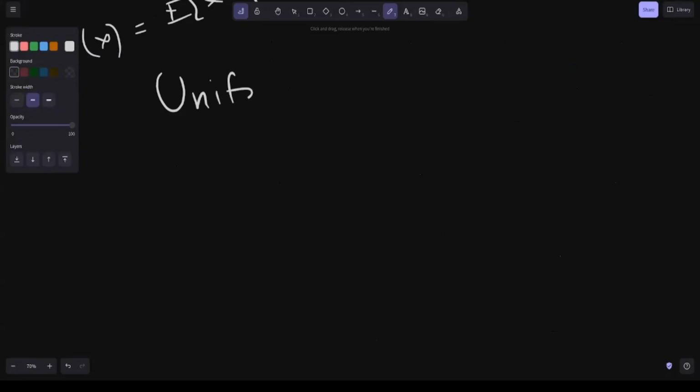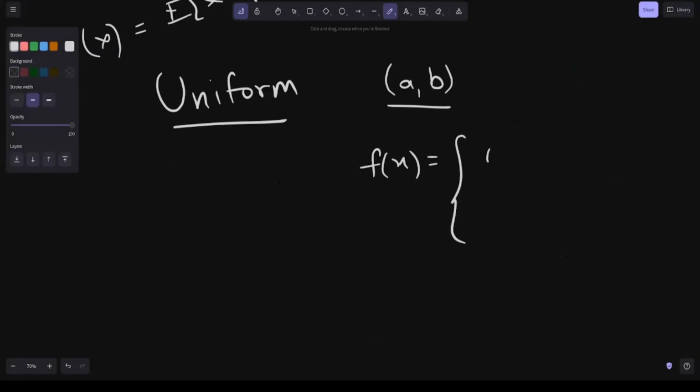So the first thing is uniform random variables. For a uniform random variable, let's say there is an interval a, b. So if x is in a, b, f(x) is equal to 1, or else it is 0. 1 when it is inside this range, or else it is 0. So this is the main definition of this.